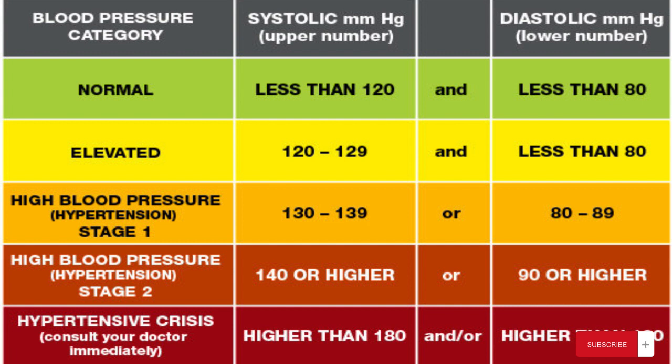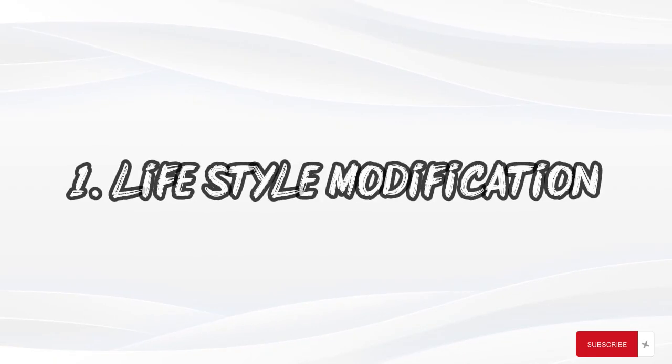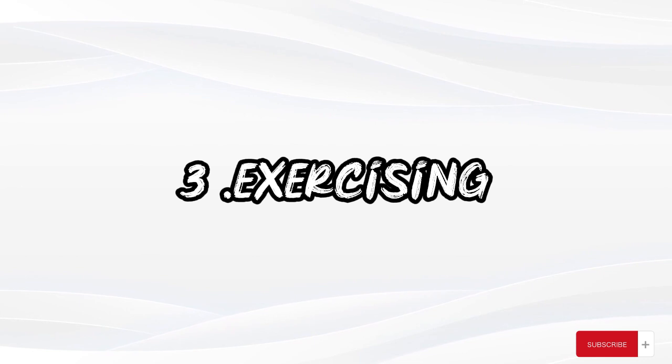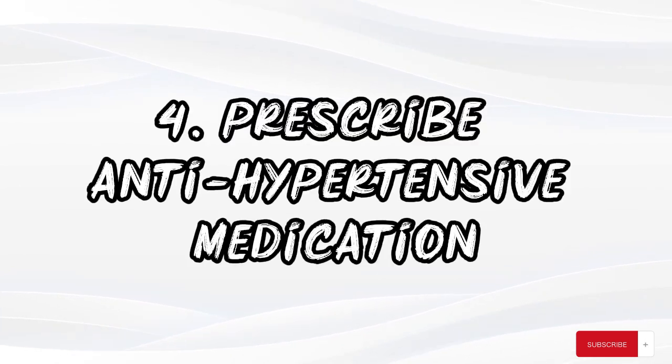Now, stage 1 hypertension is where your top number, which is the systolic, is between 130 and 139, and the bottom number is between 80 to 89. So at this point, the doctor might recommend lifestyle modifications, you eating healthy, you exercising, or they might prescribe antihypertensive medication depending on your increased risk for cardiovascular disease. So they have to look at the whole picture before the doctor determines what treatment plan to take.